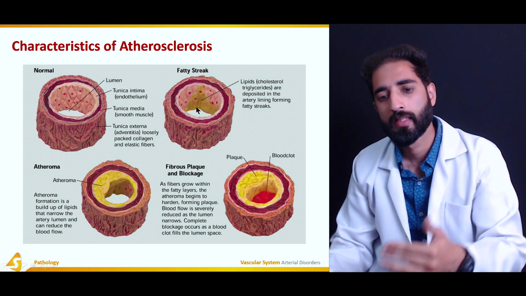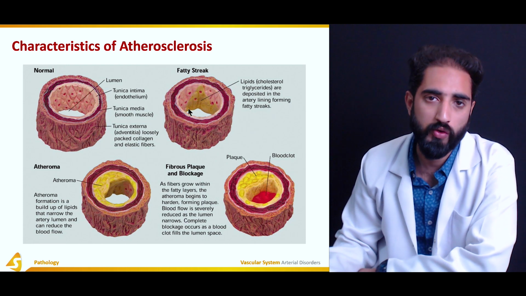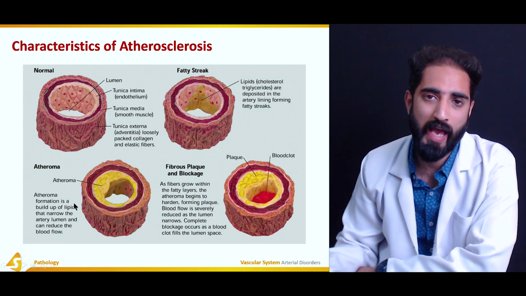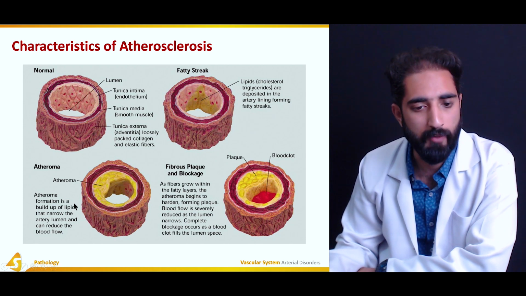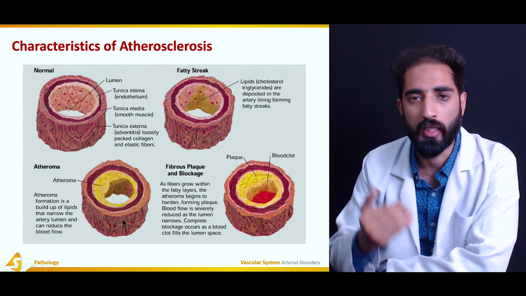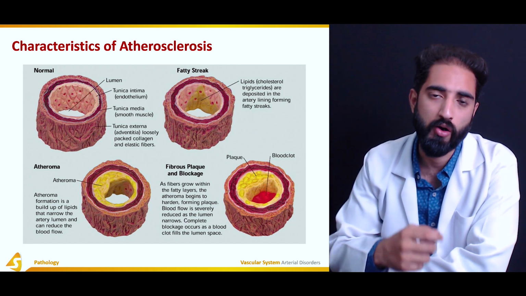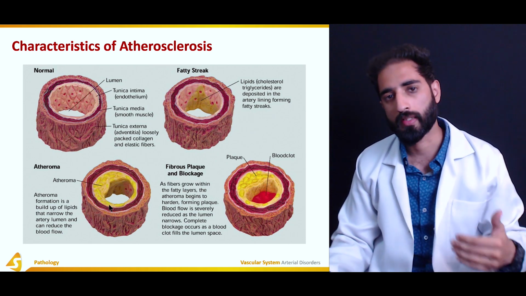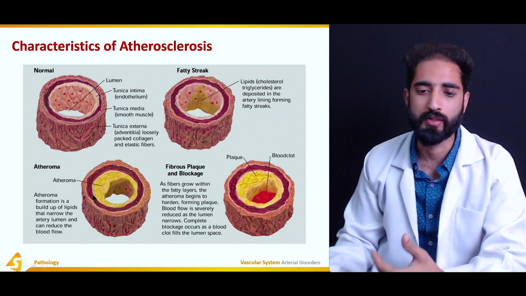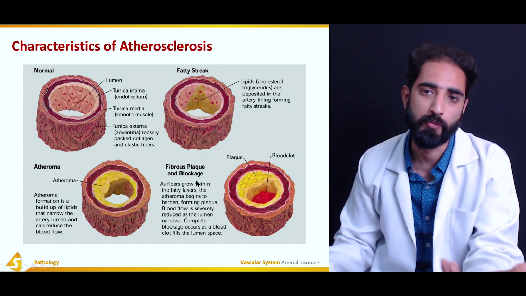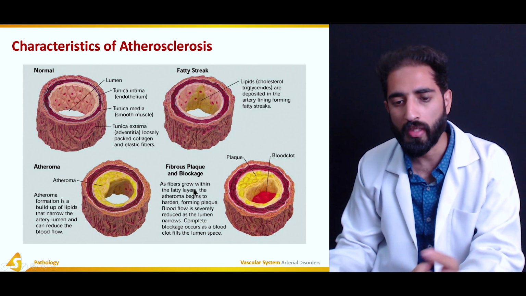Now this progresses to the formation of a characteristic atheroma, and this atheroma formation is because of the buildup of the lipids in the artery lumen, thus impairing the blood flow by causing the narrowing of the blood vessels. And if this progresses further, then it results in a fibrous plaque and blockage and thus impaired blood flow. How does this happen?